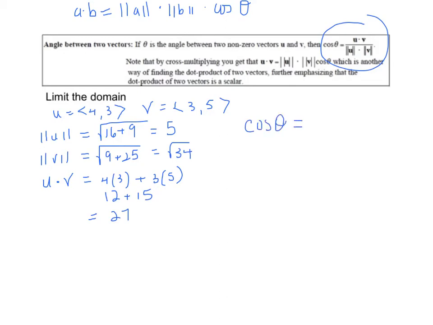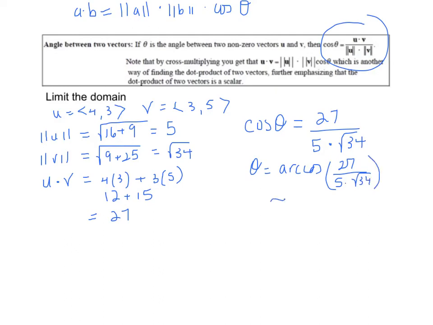All right, so then I'm ready to write my formula. Cosine theta is the dot product, which is 27, over the magnitude of u, which is 5, times the magnitude of v, which is the square root of 34. And when you do the inverse cosine, I think in my notes I wrote it like this: arc cosine of 27 over 5 times the square root of 34. That is approximately 22.2 degrees. And that's the angle between the vectors.